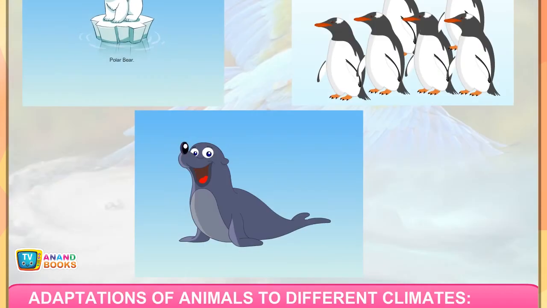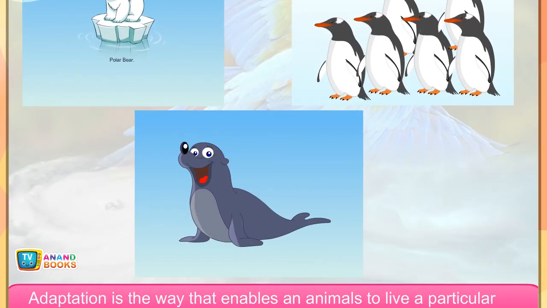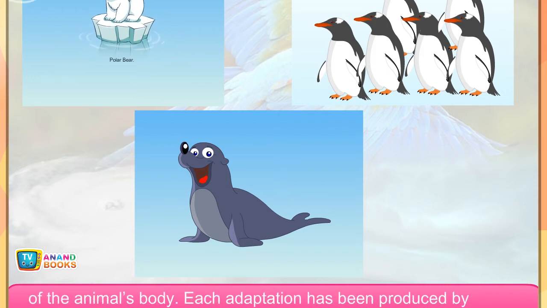Adaptations of animals to different climates. Adaptation is the way that enables an animal to live in a particular place. It may be a physical adaptation, such as in the size or shape of the animal's body. Each adaptation has been produced by evolution.